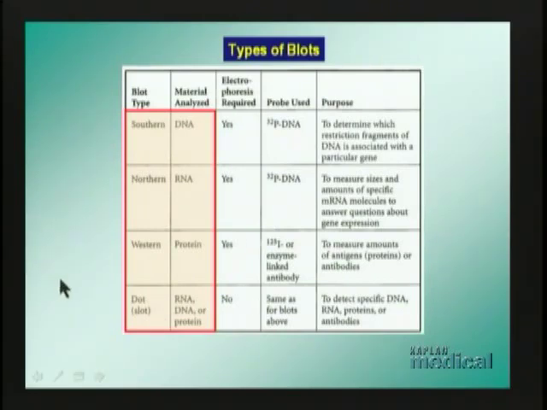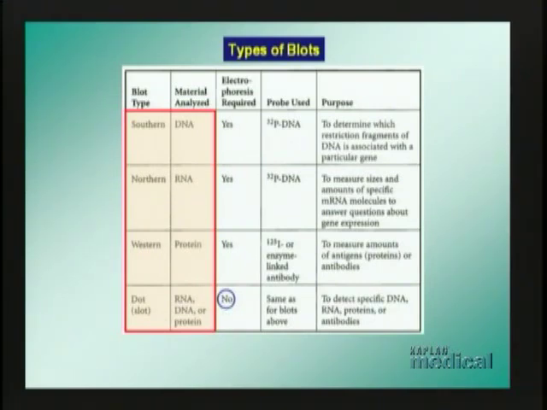Now, an up-and-coming blot that's used in your profession is the dot blot, and the dot blot is used to analyze DNA, RNA, or protein. But the big difference between a dot blot versus southern, northern, and western blots is right here. There is no electrophoresis required to analyze DNA, RNA, or a particular protein.